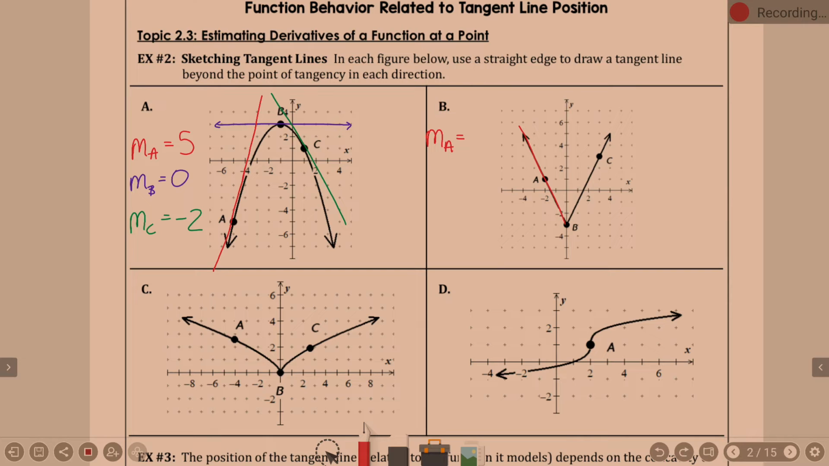So what is the slope of A? -2. It's just the same slope as that. It better be -2. Okay. I can go with -2. I was miscounting.